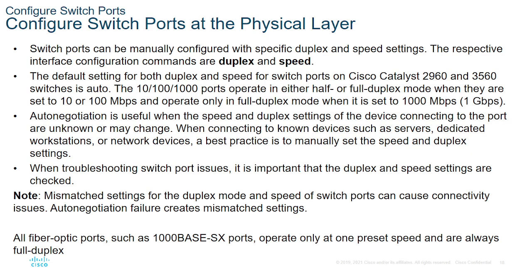Auto stands for auto negotiation. It's normally useful when the speed and duplex settings of a device connected to the port are unknown or may change. When connecting to known devices such as servers and dedicated workstations, it's best practice to manually set the speed and duplex settings. When troubleshooting switch port issues, it's important that duplex and speed settings are checked. Mismatched settings for duplex mode and speed of switch ports can cause connectivity issues, and auto negotiation failure creates mismatched settings. All fiber optic ports such as 1000BASE-SX operate at a preset speed and are always full duplex.